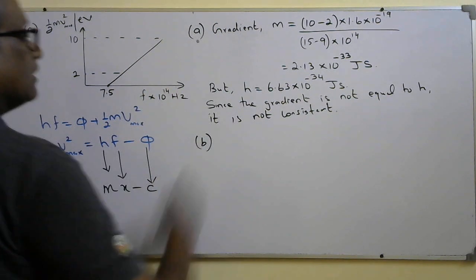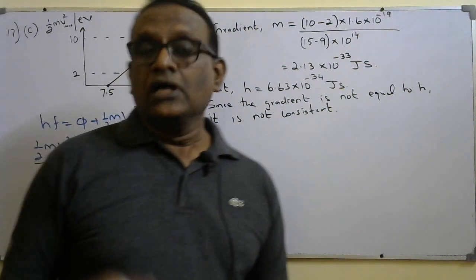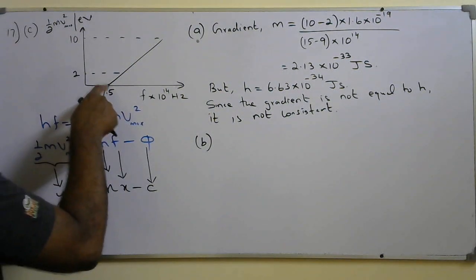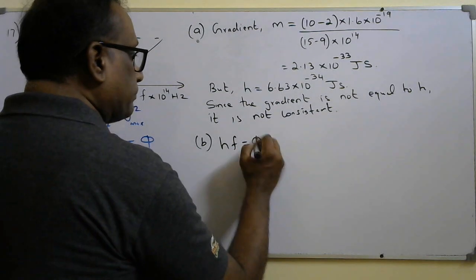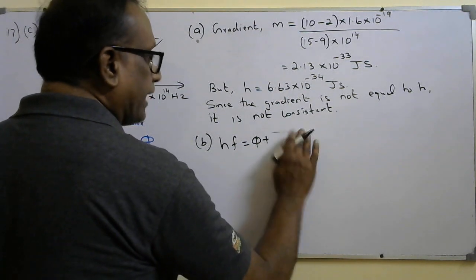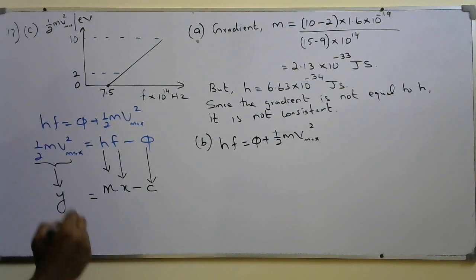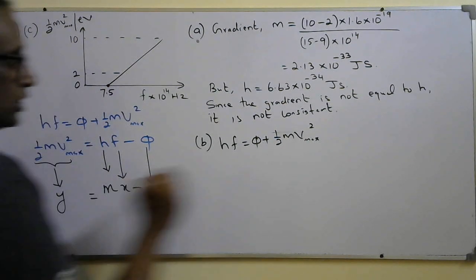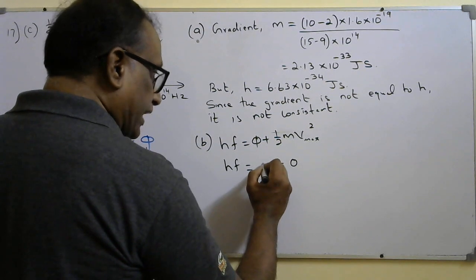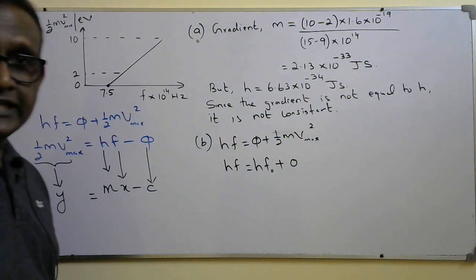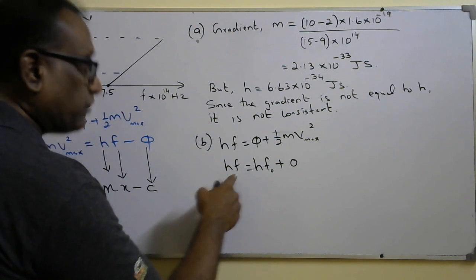For the second reason, the point where the graph cuts the x-axis should be equal to the threshold frequency, because at that point the y value is 0, so the kinetic energy is 0. So hf equals phi plus KE max, or half mv max squared. Where the graph cuts the x-axis, the kinetic energy is 0, so hf equals phi, which is hf naught. You know that the work function equals hf naught, where f naught is the threshold frequency. So h and h cancel.